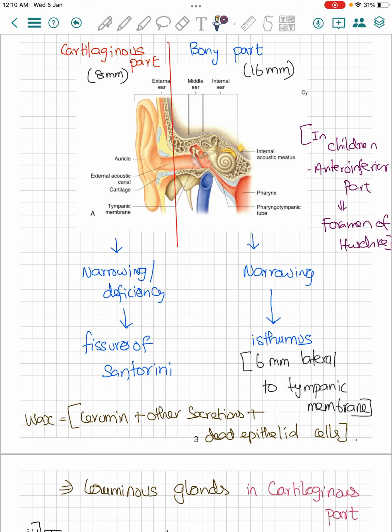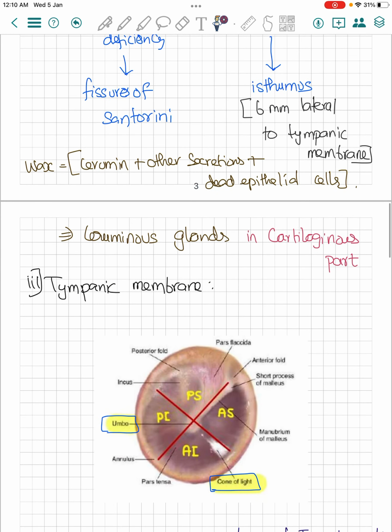The cartilaginous part contains ceruminous glands which secrete cerumen. Wax will be present in the cartilaginous part. It contains cerumen, other secretions and dead epithelial cells. Then the last part, a very important part, is the tympanic membrane.